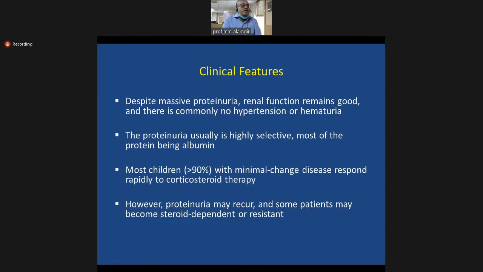Clinical features: despite massive proteinuria, renal function remains good, and there is commonly no hypertension or hematuria. So in contrast to the previous ones, in children it is quite a mild sort of disease process. The proteinuria usually is highly selective, mostly of albumin. This is important: most children, greater than 90% with minimal change disease, respond rapidly to corticosteroid therapy. Proteinuria may recur, and some patients may become steroid dependent or resistant. And if they become resistant, they may require dialysis.